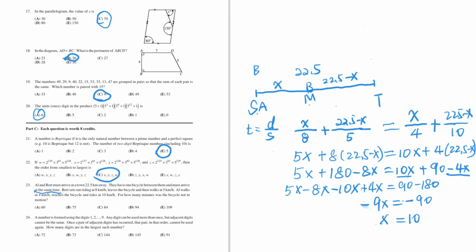Now we will calculate the time. So when the L arrived at M, they used 10 over 4. That's the distance over time. Bert arrived at the M. The time is the 10 over 8.